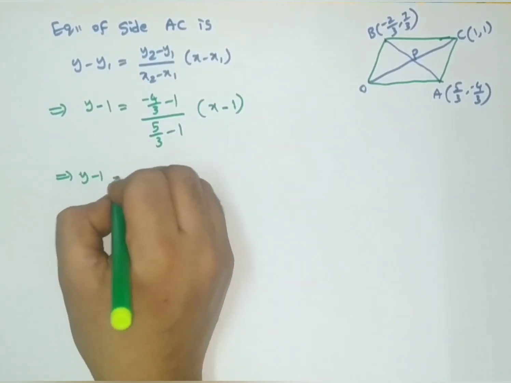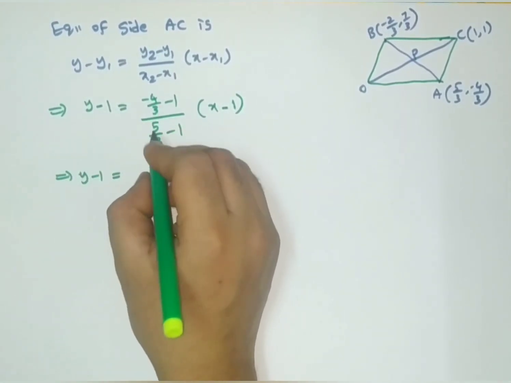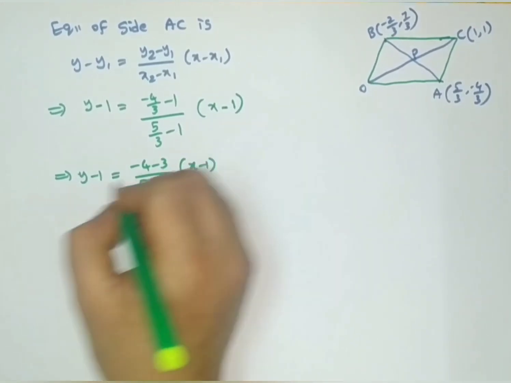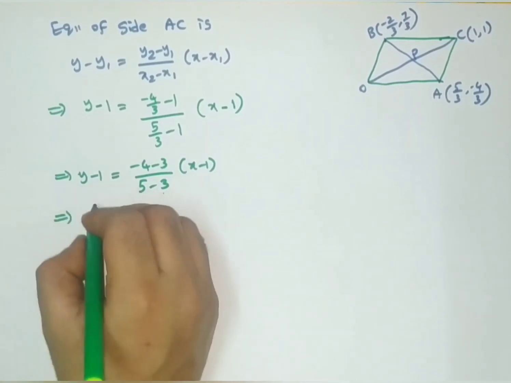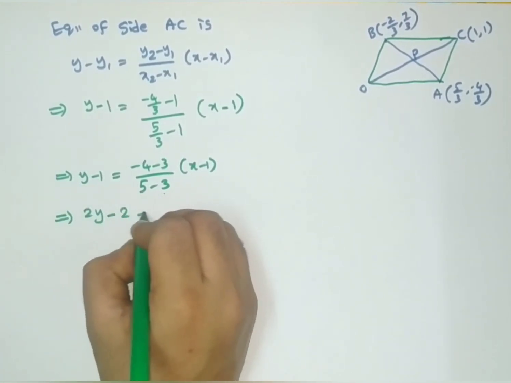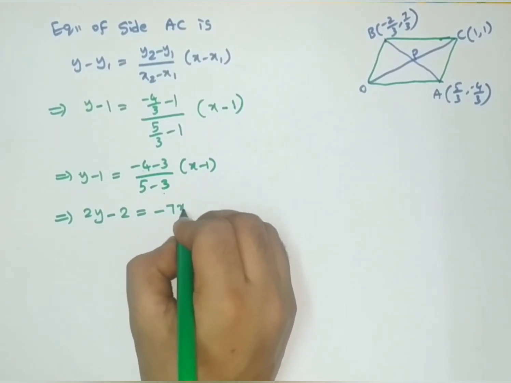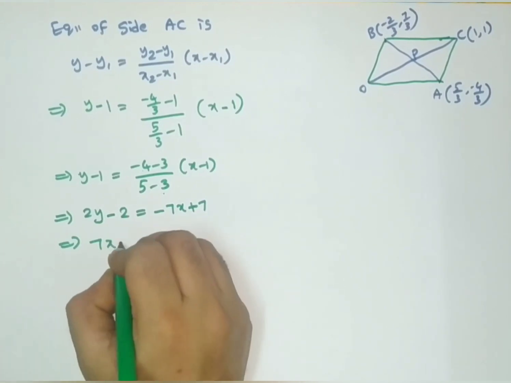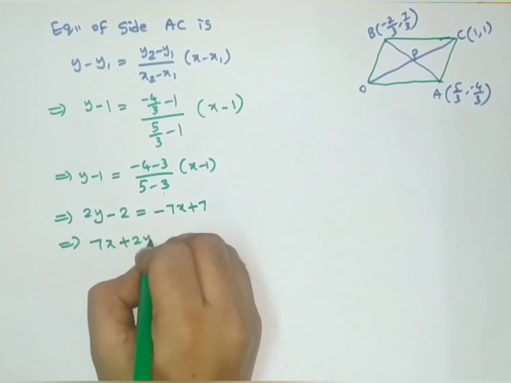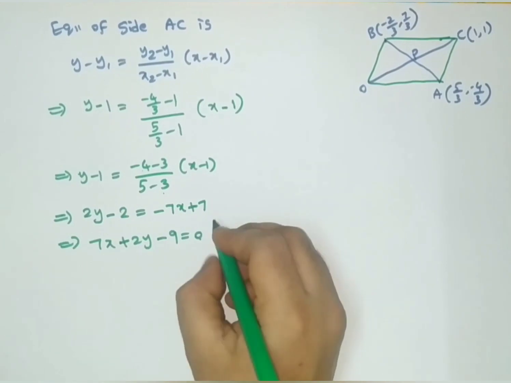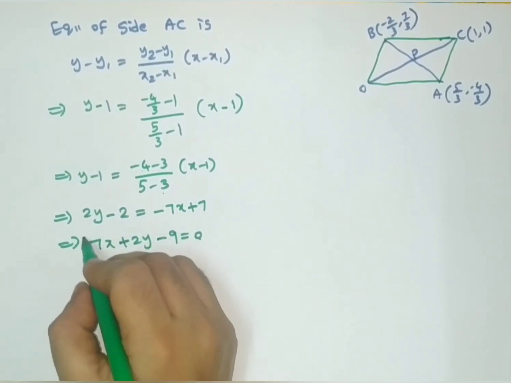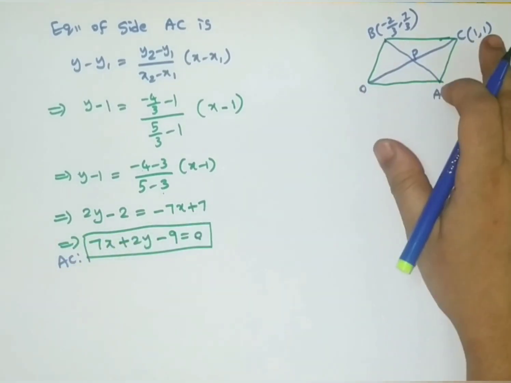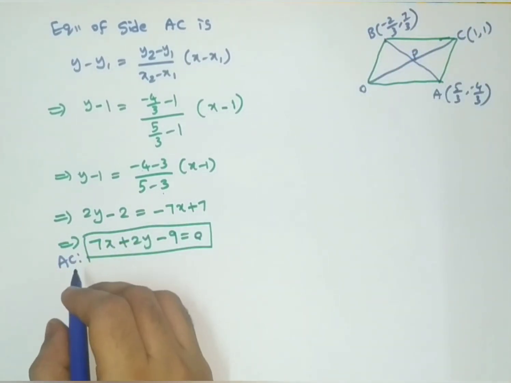So y minus 1 is equal to, so 3 will get cancelled, minus 4 minus 3 by 5 minus 3 into x minus 1. So 5 minus 3 means 2. So by cross multiplication, 2y minus 2 is equal to minus 7x plus 7. So finally what we will get? 7x plus 2y minus 9 is equal to 0 is the side AC line equation. This is side AC. Next, similarly we are able to calculate the equation of side BC.